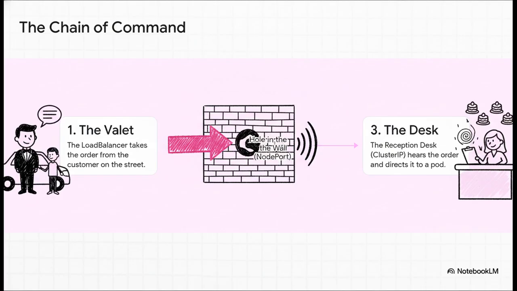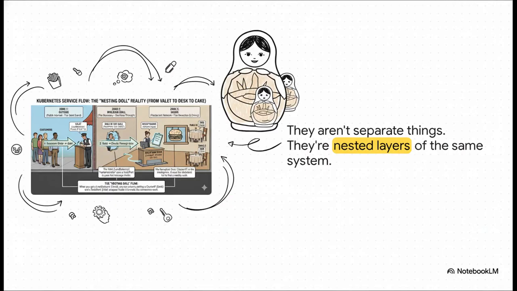Let's trace an order from the outside. First, the customer on the street talks to the valet. That's our load balancer. Then the valet literally shouts the order through the hole in the wall. That's the NodePort. And finally, who hears that order? The reception desk, our ClusterIP service, which then uses its live clipboard to direct the order to a correct, healthy cake. And here it is, the big aha moment. They aren't separate things at all.